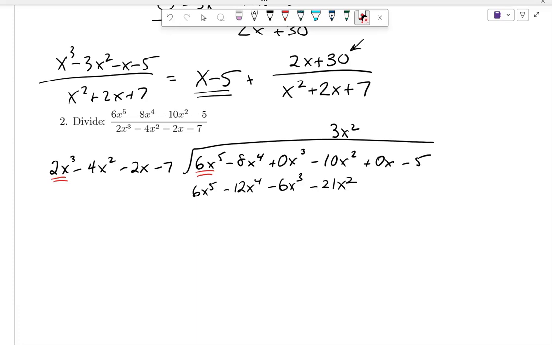Notice this is why I said, look right here. Look at that part right here. That's why I put that 0x cubed in there, right? So it's lined up.